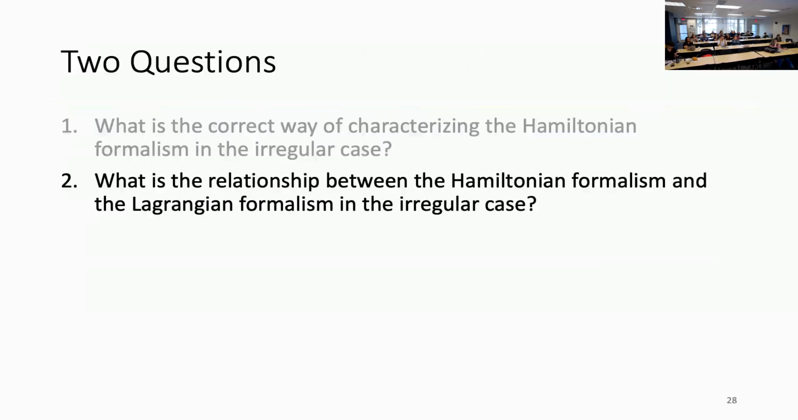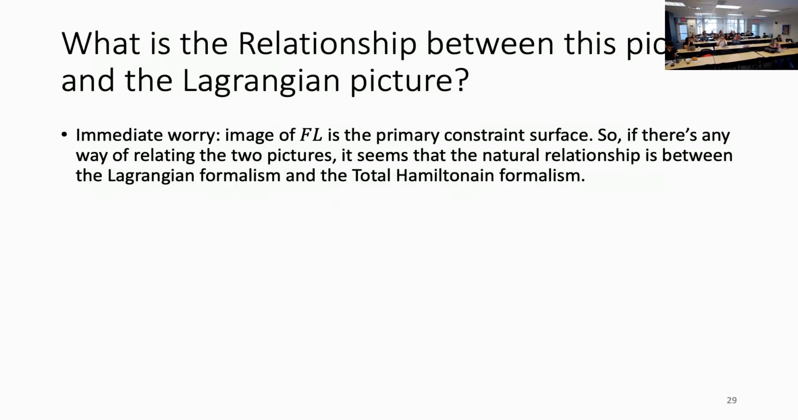So now we can turn to the second question. What is the relationship between the Hamiltonian and Lagrangian formalisms in this irregular case? So to start with, there's an immediate worry that we might have, which is just that the image of the Legendre transformation is just the primary constraint surface. And so it seems that if there's any way of relating these two pictures, the natural relationship seems to be between our Lagrangian formalism defined on tangent space and this total Hamiltonian formalism.